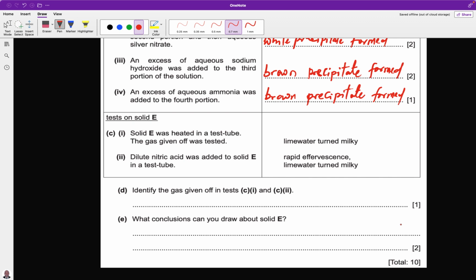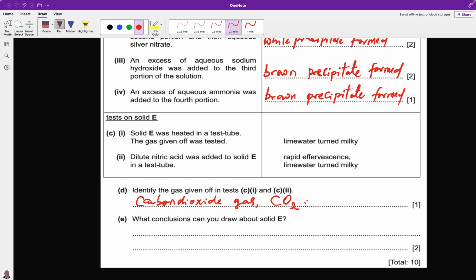Therefore, the question now reads: identify the gas given off in test C1 and test C2. So the gas there, as I've been telling you, is carbon dioxide. Carbon dioxide gas. Now, what conclusion can you draw about solid E?